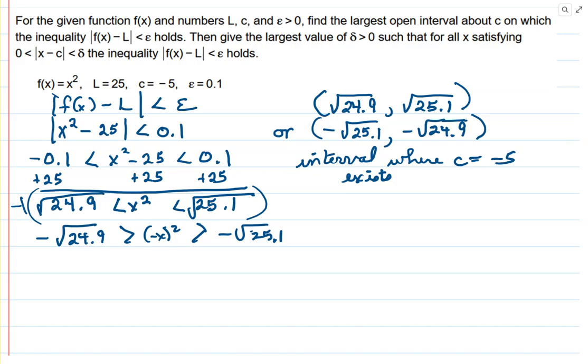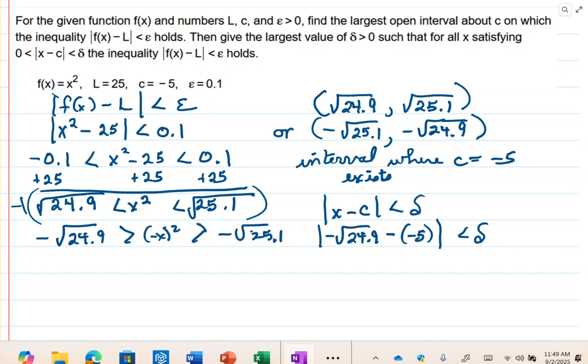All right, now we've got to figure out which is the largest delta. That's the one shared by both outcomes, the one shared by both outcomes. Oh, I'm so excited. All right, so I'm going to have my x minus c has to be less than the largest delta. So I'm going to have a negative square root of 24 and 9/10 minus the negative 5 is less than delta. All right, and we're going to do it by calculator, of course.